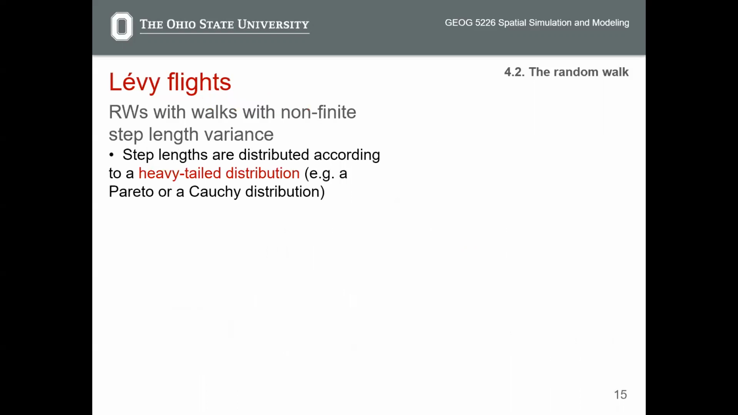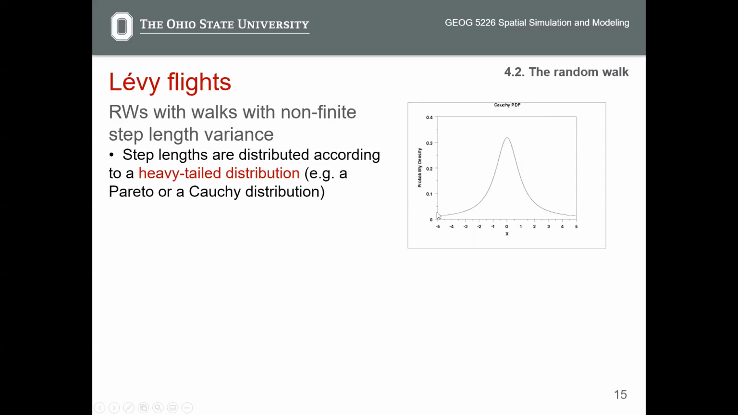Okay, so next, I want to introduce Levy flights. These are RWs with non-finite step length variance, which means that when you choose the step length for the walk, you use a heavy tail distribution like this Cauchy distribution. What's the feature of a heavy tail distribution? The tails are pretty long, right? Left tail, right tail, they're pretty long.